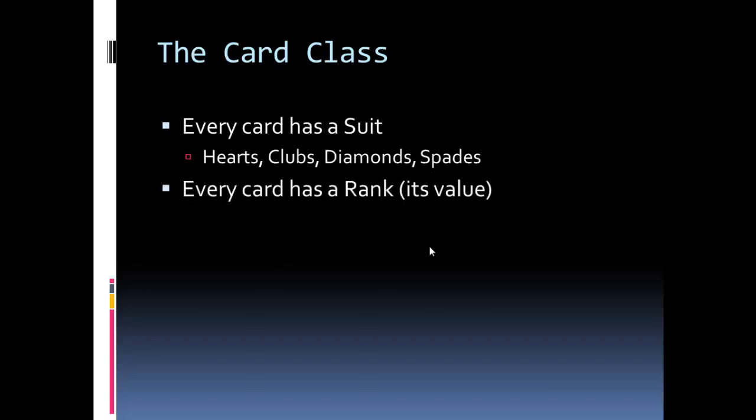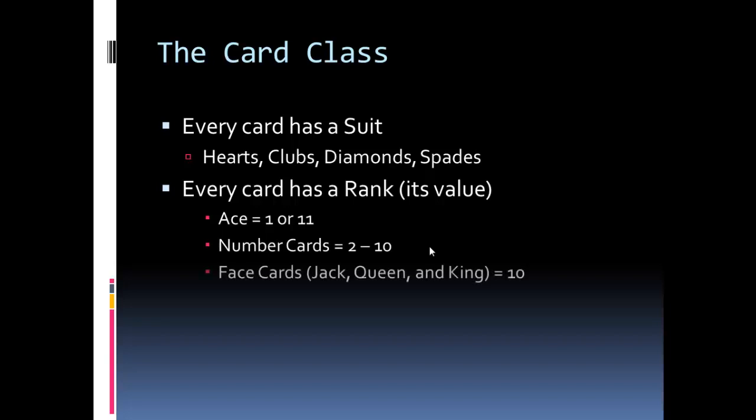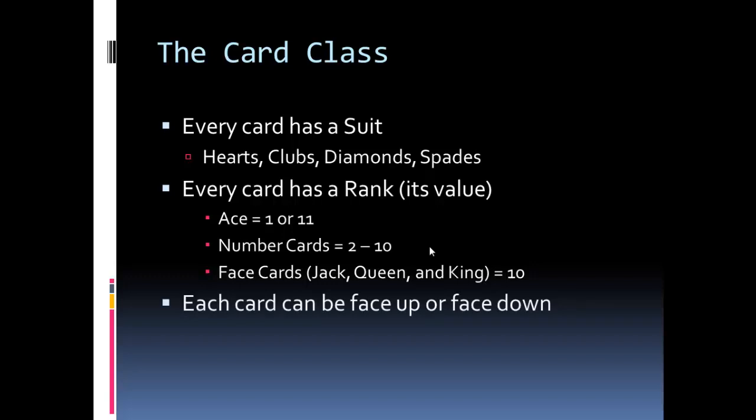It could be, for example, an ace could be worth 1 or 11, depending on the context. Okay. And then your number cards could be anywhere between 2 and 10. And then you could have face cards, jack, queen, and king, which are each worth 10 in the case of blackjack. The last thing is in our card class, we can make each card be face up or face down.